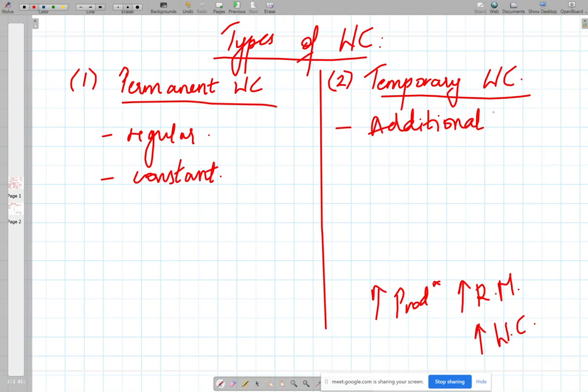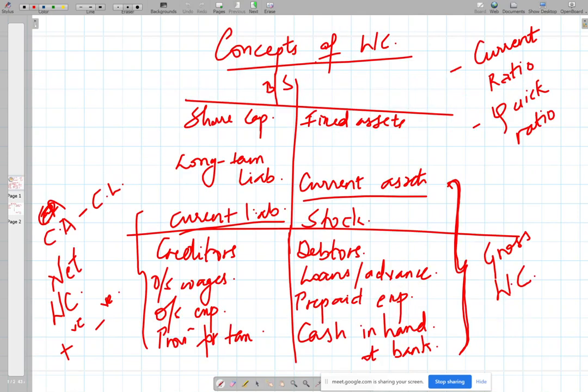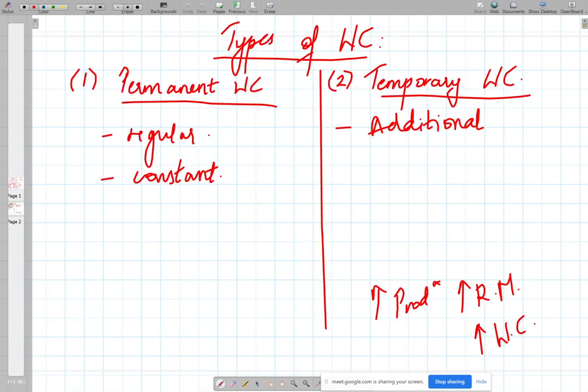So that was the difference. The concepts of working capital are classified as gross and net working capital, whereas the types are permanent working capital and temporary working capital. Okay.